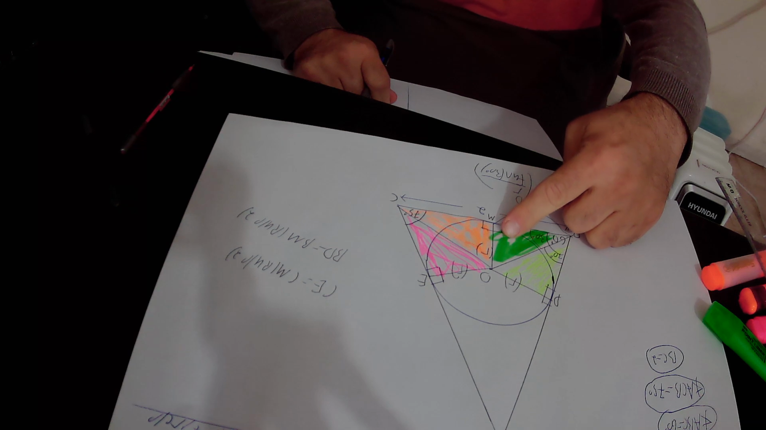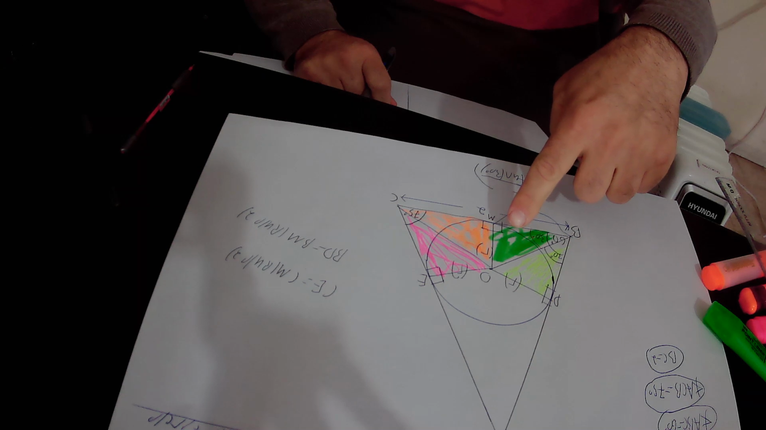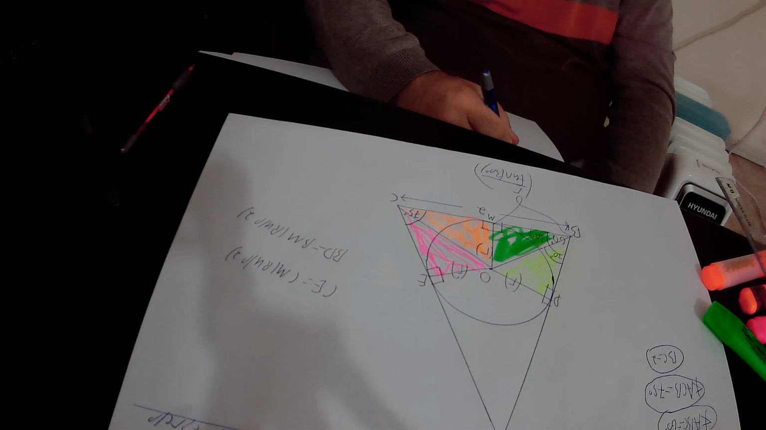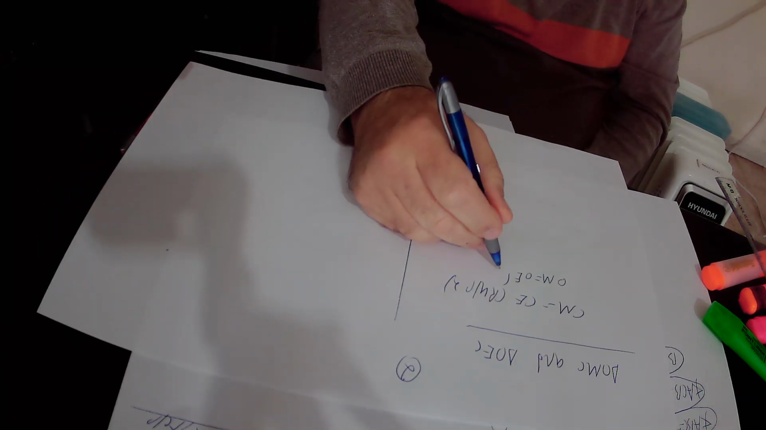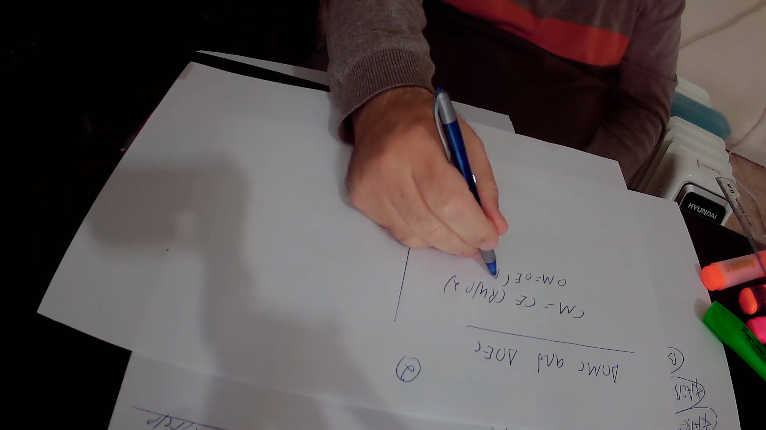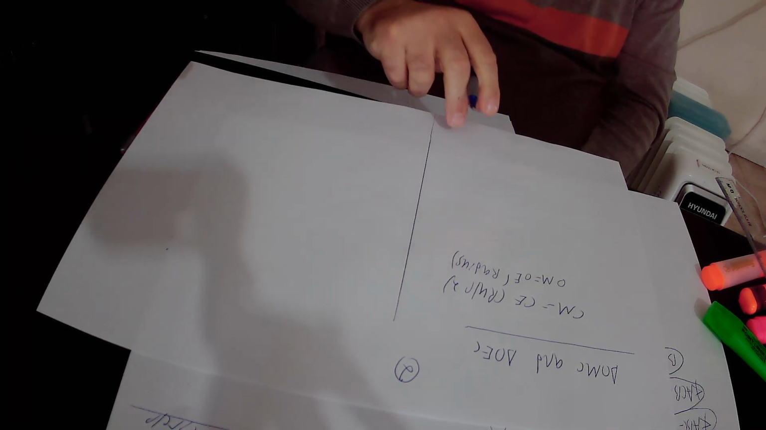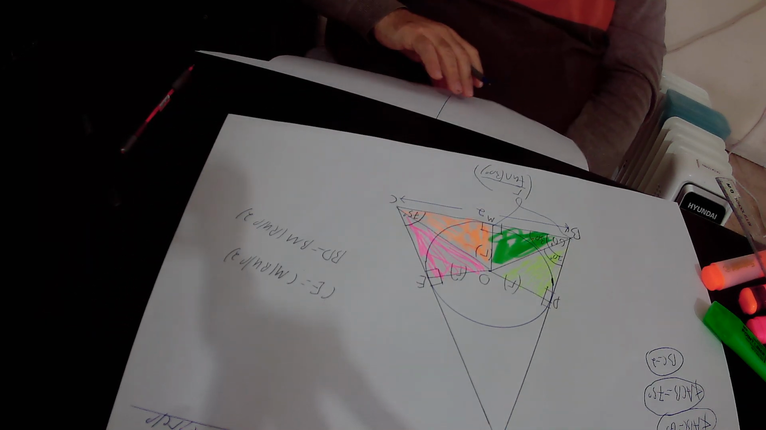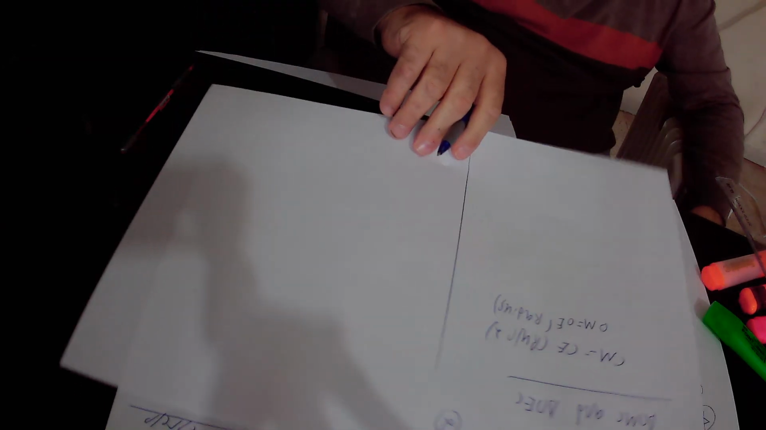side OM and side OE, they are both the radii of this circle, therefore they are equal to each other. So OM equals OE. They are both the radii of the circle, therefore they are equal to each other. And finally, side OC is the common side that belongs to both triangles, so we can write down that OC equals itself as a common side that belongs to both triangles.